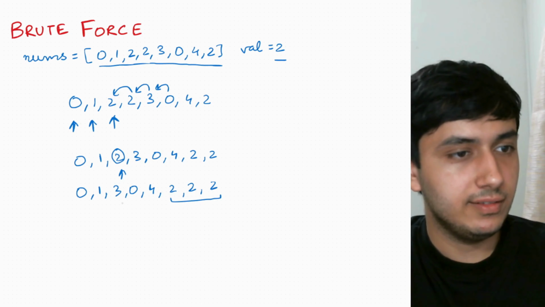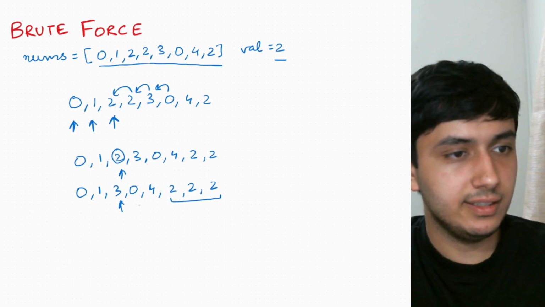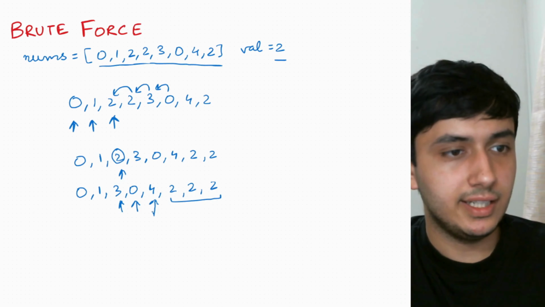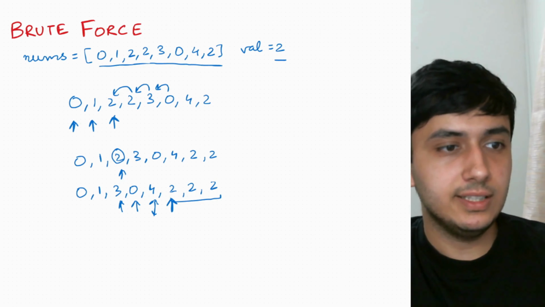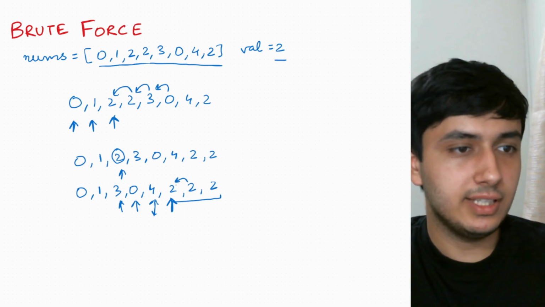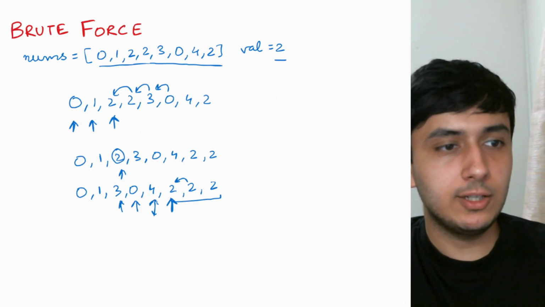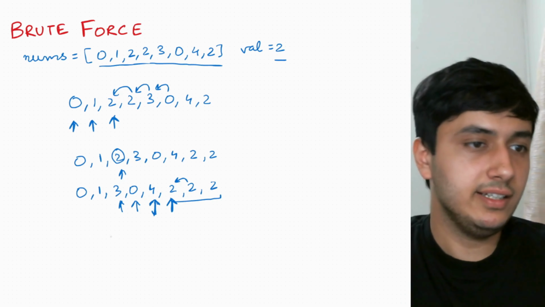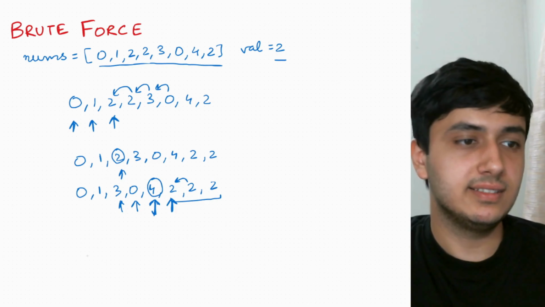Then moving on, our pointer will be here, then here, then here, and at the end it will be at the last 2, and we'll just remove this. And since there's nothing to the right, we'll just not move it. Just remember to keep the pointer here, so we return this size.